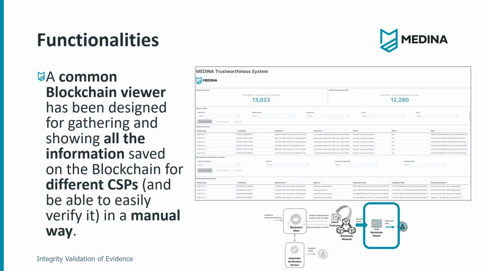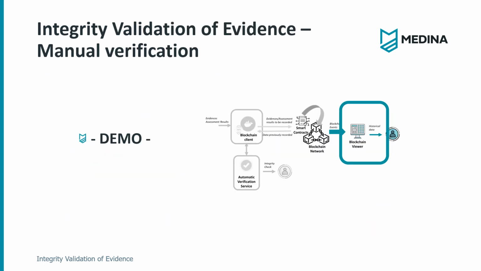The next component is the blockchain viewer, which has been designed for showing all the information stored in the blockchain for the different CSPs about their evidences and assessment results. This is the manual way auditors have to access the recorded information and manually verify it. As you can see on the image, it is a Kibana-based dashboard in which the complete list of evidence and assessment results is shown for each CSP. Let's see now a demo of this manual access to the recorded information on the blockchain.